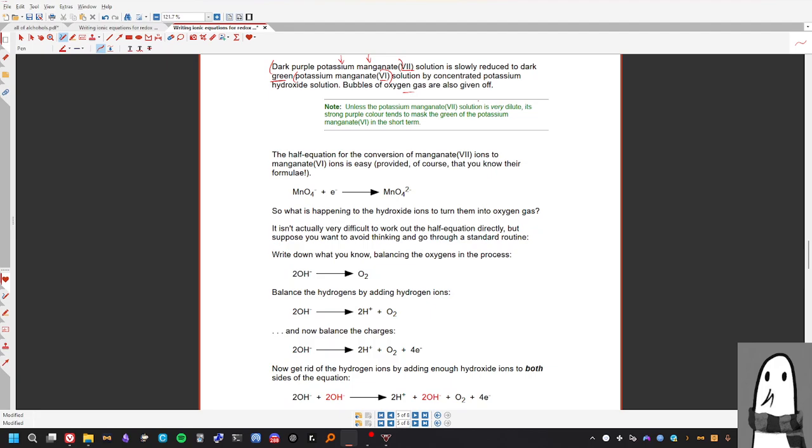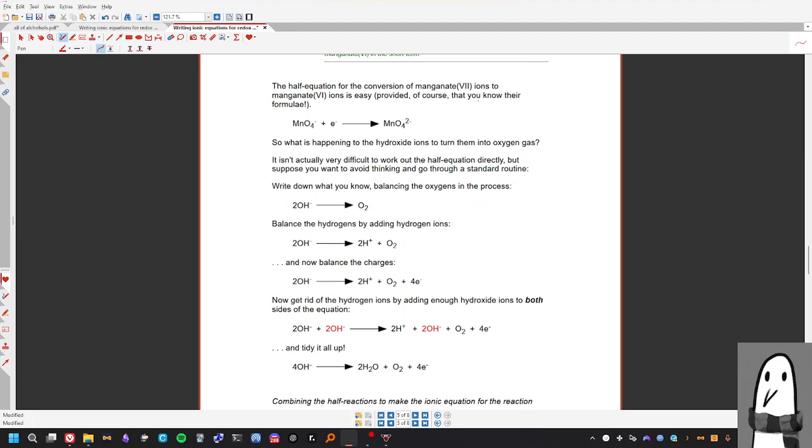It's actually very difficult to work out the half equation directly, but suppose you want to avoid thinking, just go through the standard routine. Write down what you know, 2OH, and you write down the oxygens and you balance it. So, balancing the oxygens in the process, you know that it's 2OH minus to O2. So you want to balance the oxygens, so you're putting that 2 on the OH minus. Then you balance the hydrogens by putting the 2H plus. And then you balance the charges, 2 minus on the left, 2 plus on the right.